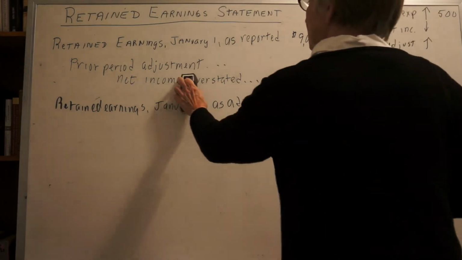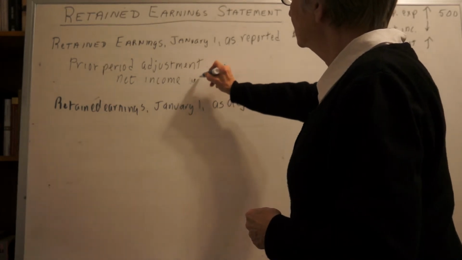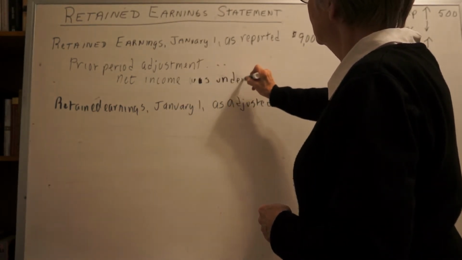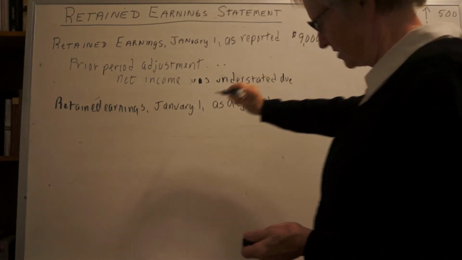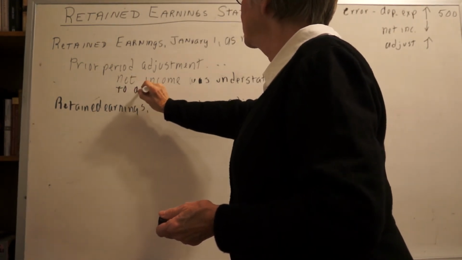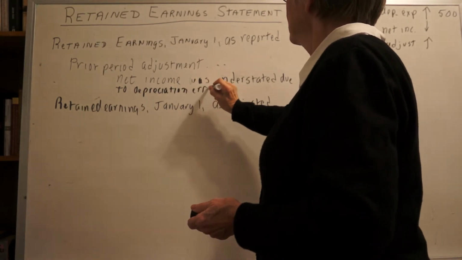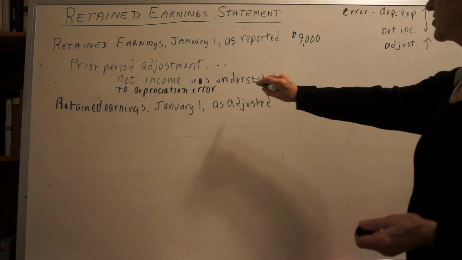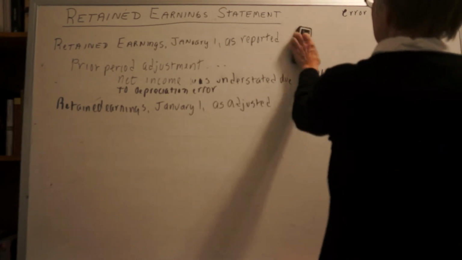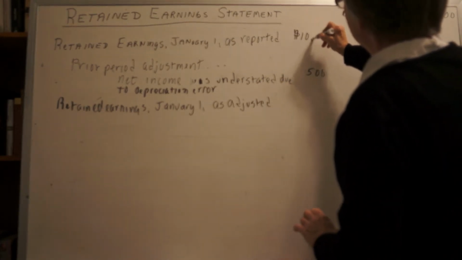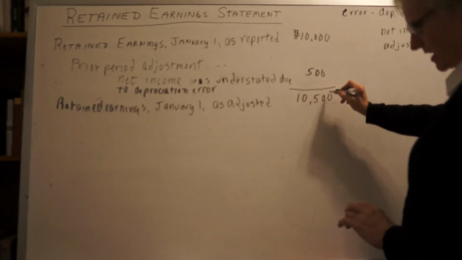So here we would say prior period adjustment, net income was understated due to a depreciation error. Okay, and so if net income was understated, we're making the adjustment up. And in the example, I have 10,000 here. So our beginning retained earnings as adjusted is now 10,500.